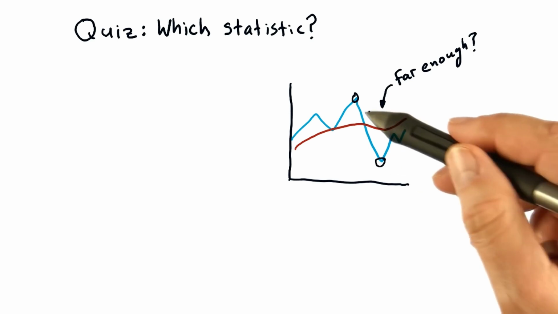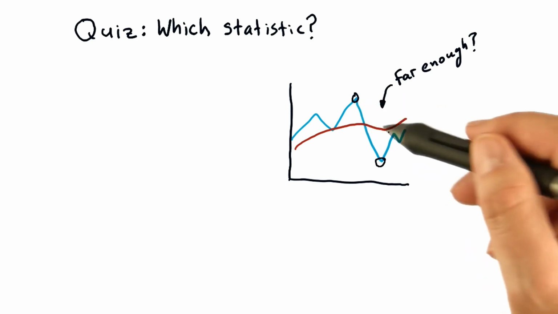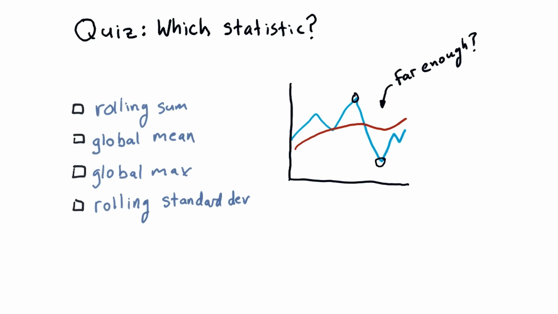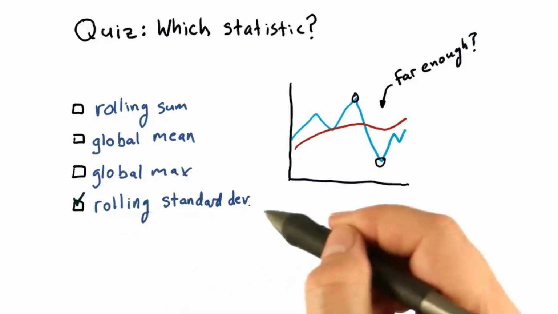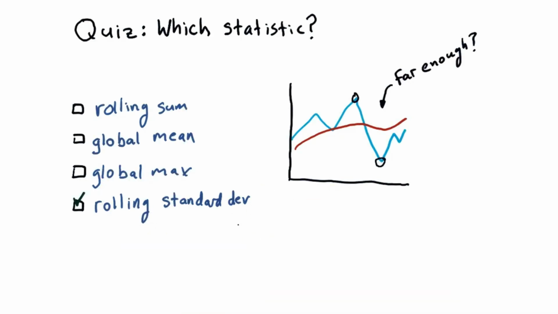So the question is, which statistic might we use to discover this? Here are a few options. Give it some thought and check the box you think makes the most sense. The answer is rolling standard deviation, and we'll show you why in the next node.